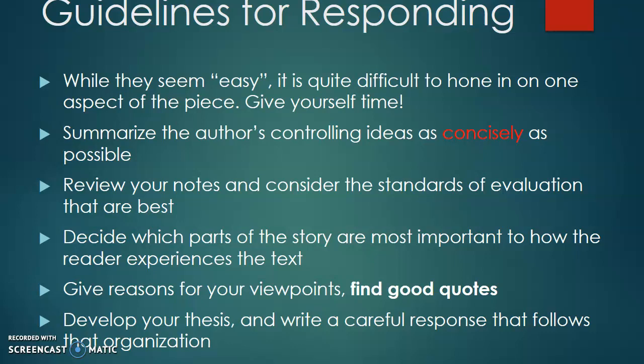Summarizing the author's controlling ideas concisely can sometimes be a struggle. If you find you've written a summary and it's a page and a half long, you are going to need to trim that down and make it shorter. Make sure you're choosing the standard of evaluation that works best for you. You might choose 2 smaller elements that create the same effect in a story, as I exemplified earlier with foreshadowing and dramatic irony.